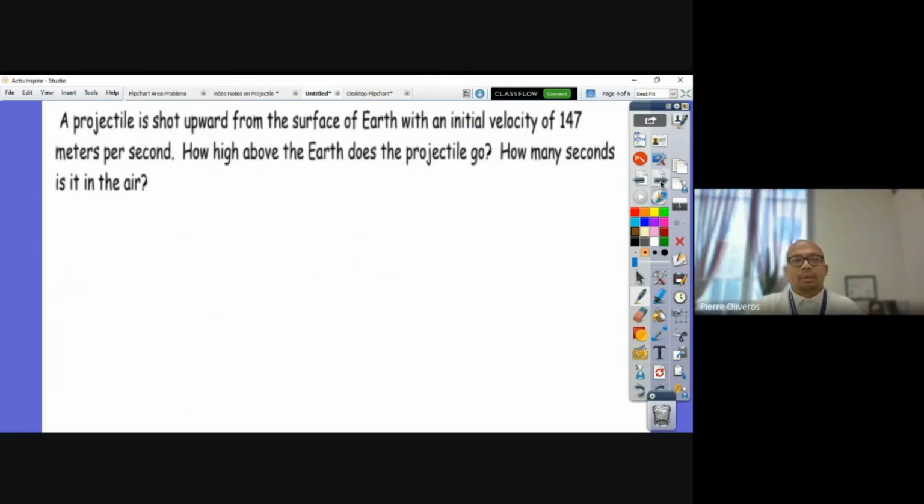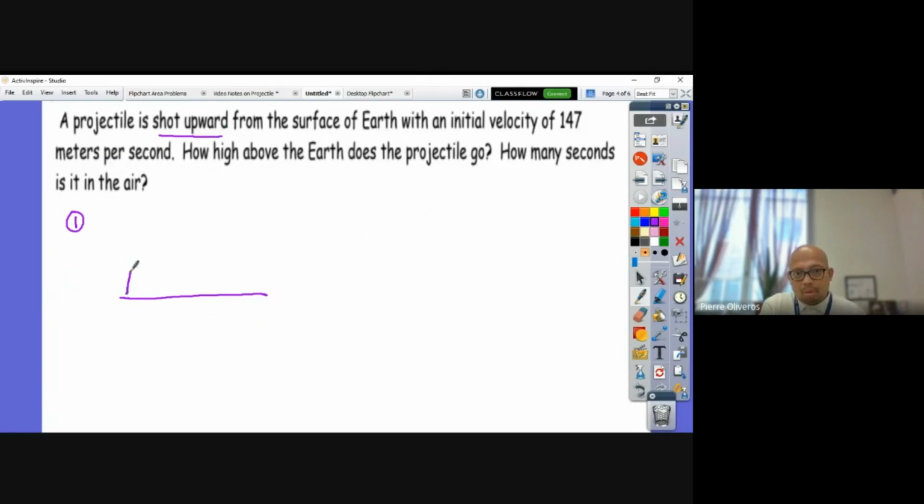Very simple, right? So a projectile is shot upward from the surface of Earth with an initial velocity of 147 meters per second. How high above the Earth does the projectile go? How many seconds is it in the air? So we're going to draw as always. Since you're going to shoot it upward, the initial velocity will be positive. From the surface of Earth, that means it's on the ground with initial velocity of 147 meters per second.